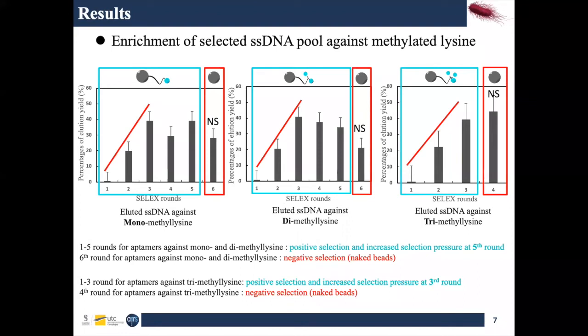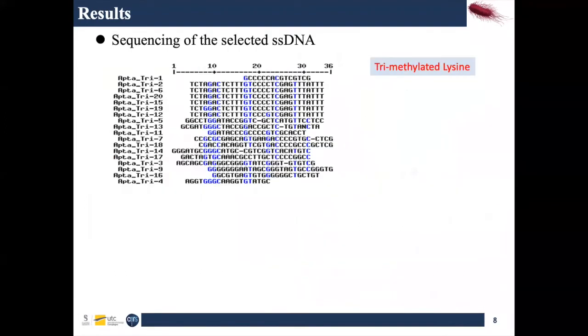And for the selection results, we can see the elution yield of selected ssDNA is also in an increasing trend, which also demonstrates a good enrichment of aptamers. For all the selected ssDNA, we will focus only on the last round. The selected ssDNA from the last round was cloned into plasmid, and finally, we picked 20 clones for further characterization analysis.